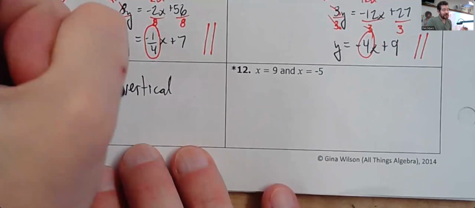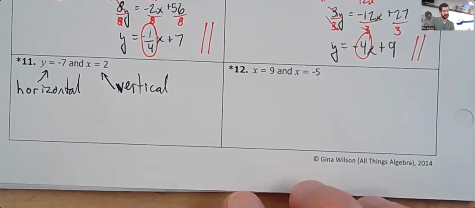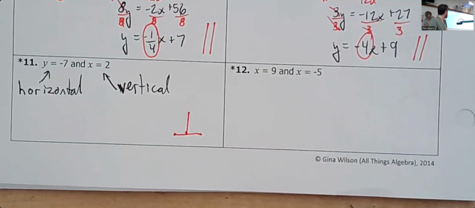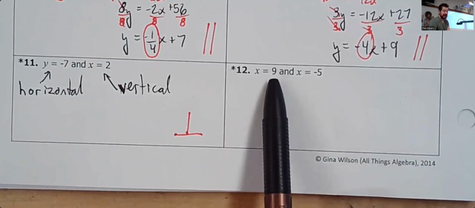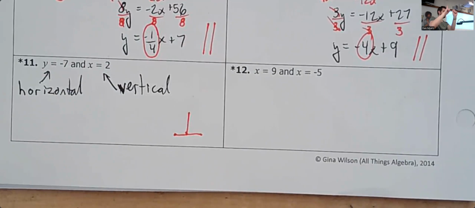Okay. 11, though, any horizontal line and any vertical line have to be what? Perpendicular. There you go. So the answer for number 11 is perpendicular. If you have an x equals just a number and a y equals just a number, those will be perpendicular lines because one's horizontal and the other is vertical. However, on number 12, x equals and then another x equals, they're both vertical lines, which means they're what? Parallel.